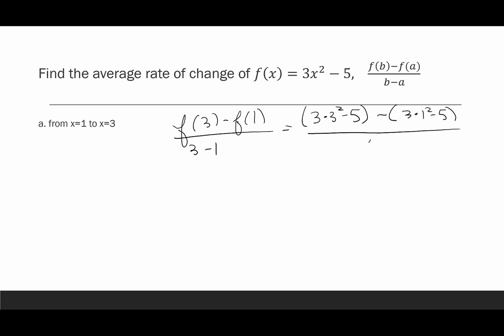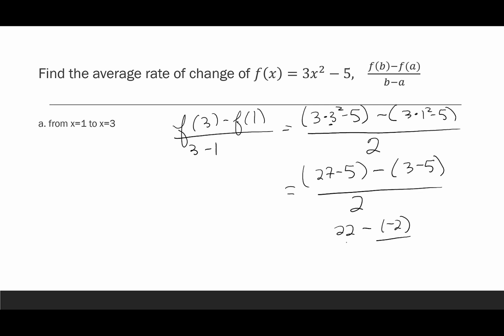All over 3 minus 1 is 2. So I think about 3 squared is 9. 9 times 3 is 27. So I have 27 minus 5. 1 squared is 1. 3 times 1 is 3. I have 3 minus 5 still over 2. 27 minus 5 is 22. 3 minus 5 is negative 2, all over 2. So 22 minus negative 2, that's 24. I divide by 2, that's 12.